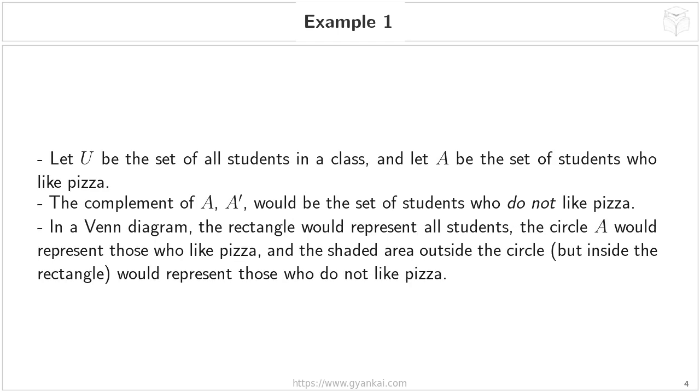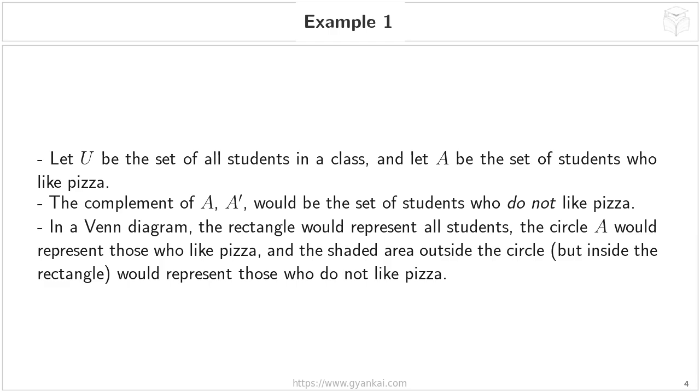Finally, this slide explains how this looks in a Venn diagram. In a Venn diagram, the rectangle would represent all students, the circle A would represent those who like pizza, and the shaded area outside the circle, but inside the rectangle, would represent those who do not like pizza. Visualize it. The rectangle is the entire class, the circle inside represents the pizza lovers, and the area of the rectangle outside the circle. That's where we'd shade to show the students who don't like pizza.